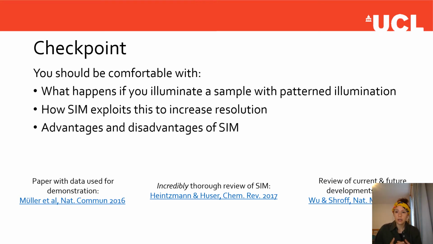So that's as far as we're going to go with SIM. Hopefully you should be comfortable with what happens if you illuminate a sample with patterned information and the generation of moire fringes, the basics of how SIM uses that to increase the resolution, and some of the main advantages and disadvantages of SIM. And I'm aware it is a tricky thing to get your head around. So here's a few resources that might help if you want to go back and sit down and look through the maths and some more in-depth about how SIM works.